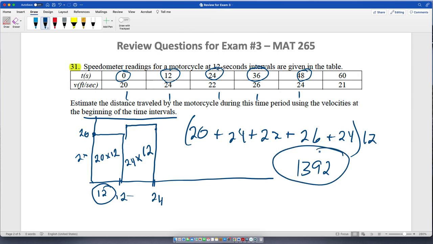If they wanted the right-hand side, they would have specified that, and then we would have started with this one and used all of these as our heights. So we would have added all those y values together and then multiplied by 12. So just watch for whether they're calling for the left side or the right side. Beginning of time intervals would be the left side. They could ask for the midpoint, but they won't, because we don't really have midpoints, do we? We don't. We need a function to be able to do midpoints.